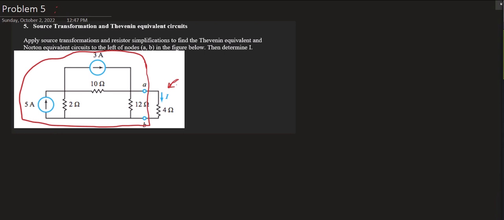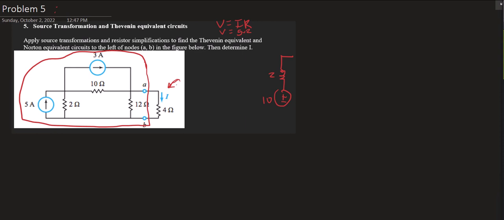So first we see that we have a 5 amp current source and a 2 ohm resistor in parallel. We can change that to a voltage source and a resistor in series. So V equals IR. The current source is 5, the resistor is 2, so that makes it 10. The resistor stays the same.